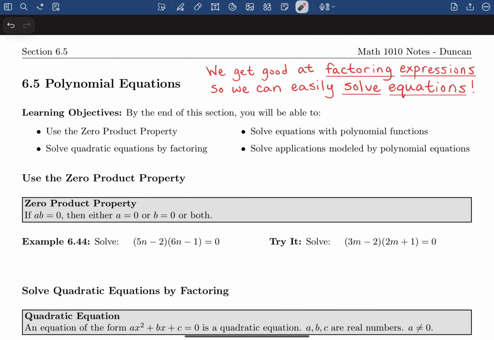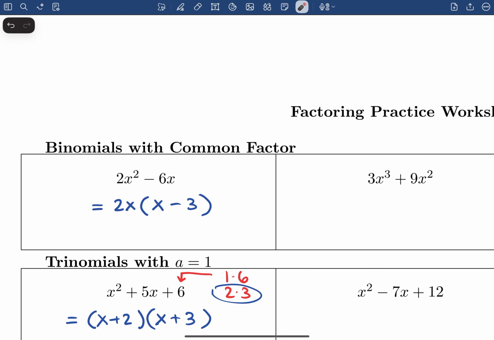So we have spent the previous lessons of chapter 6 helping you with your factoring skills. We get good at factoring expressions so that we can easily solve equations. All right, so what expressions have you learned how to factor? Well, you've learned a variety of factoring skills, and I have a quick little representation of that.